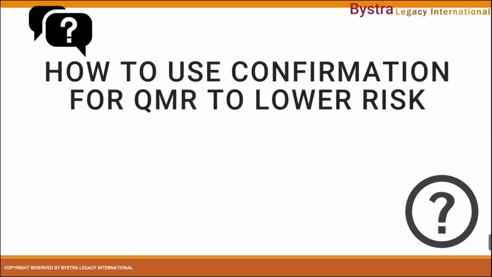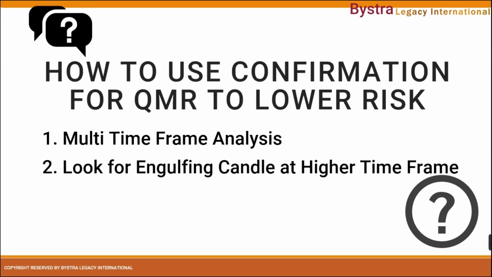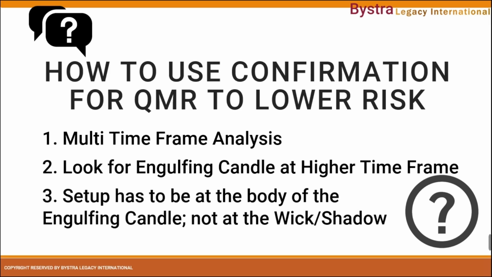So how do we measure for QMR to lower our risk during entry? First of all, the key is the multi-time frame analysis. This is very crucial. Second thing, we have to look for the engulfing candle at the higher time frame. Third, the setup has to be at the body of the engulfing candle. Remember, please never ever take a confirmation when the setup is at the wick or at the shadow of the engulfing candle. It will become very high risk.